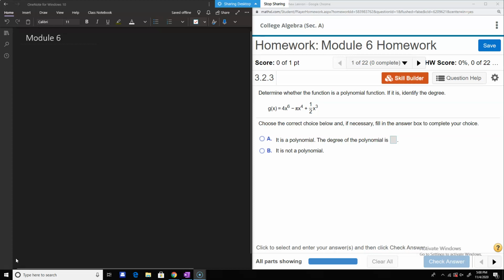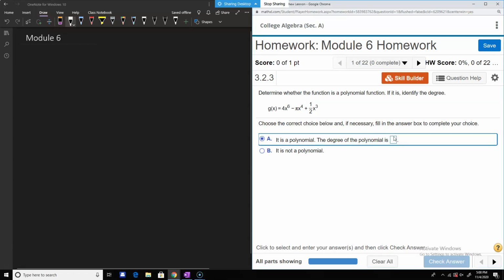If you saw a negative integer or a fractional exponent, that could happen either by dividing by a variable or, say, taking the square root of a variable, it would fail to be a polynomial. But this one is. We see the highest power of x there is 6. So this one is a polynomial and the degree is 6.